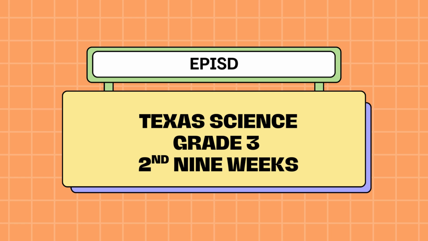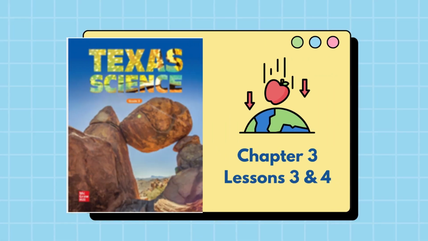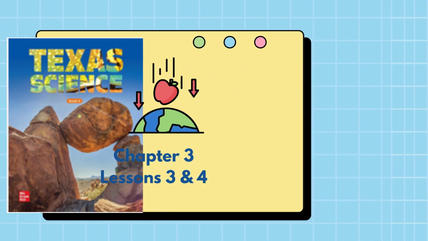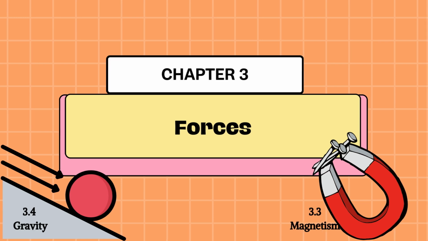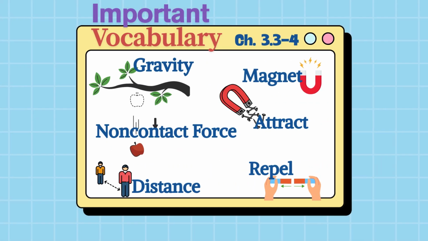Let's jump in. The second 9 weeks begins by wrapping up Chapter 3 with Lessons 3 and 4, where students explore the forces of gravity and magnetism. These lessons set the stage for deeper understanding of how forces interact and influence motion in the world around us. This lesson's vocabulary includes gravity, non-contact force, and distance. We'll also learn about magnets and the terms attract and repel.